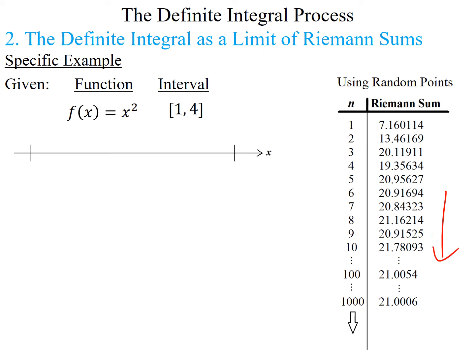What is the limit of the sequence of Riemann sums? And from here, I'm sure you can guess that it's going to 21. So I thought that was pretty cool. Four different ways of doing it: left endpoint, right endpoint, midpoint, or just some random point. If you do enough of them, you can see that the sequence of Riemann sums is going to 21.